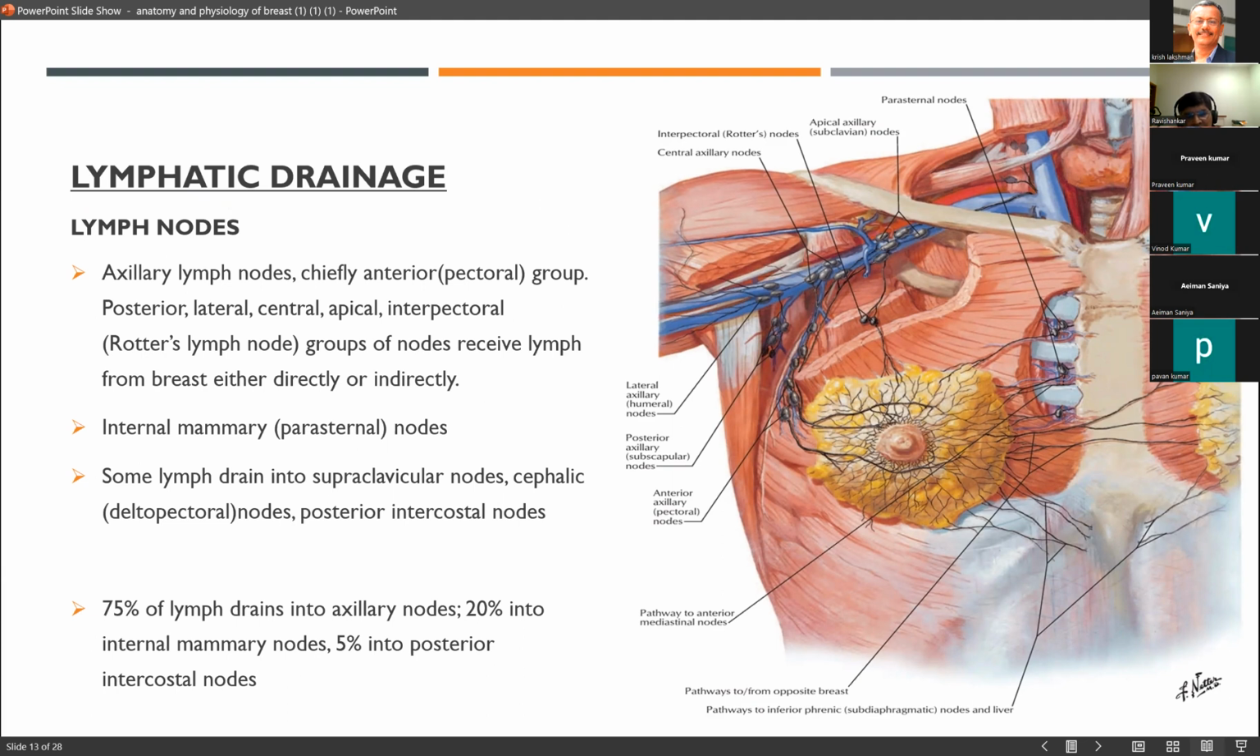Lymph nodes mainly consist of axillary lymph nodes, which can be divided into groups such as anterior pectoral group, posterior group, lateral, central, apical, and interpectoral or Rotter's lymph node. The other lymph nodes include parasternal nodes, and sometimes lymph drains into supraclavicular nodes, cephalic nodes, posterior intercostal nodes. Among these nodes, 70% of lymph drains into the axillary nodes, 20% into the internal mammary nodes, and 5% into the posterior intercostal nodes.